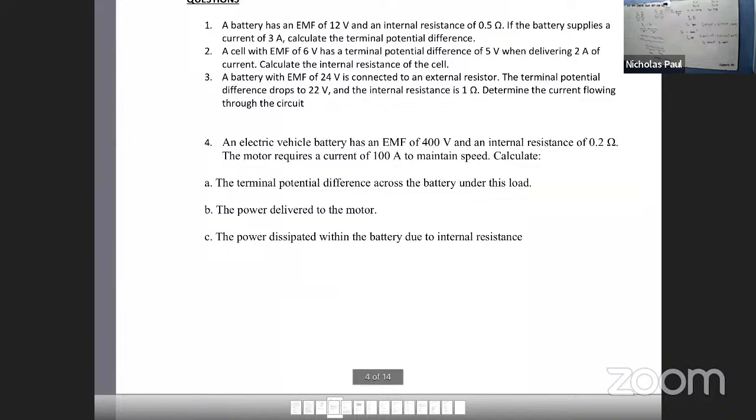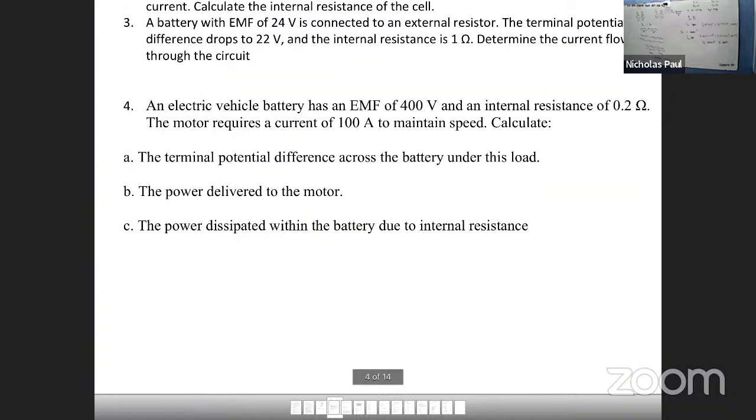Well done. Power delivered again, higher power delivered. If you check two pages down, I gave you all those formulas. P is equal to IV, and power loss is what? I squared R, right? Power loss is I squared R.